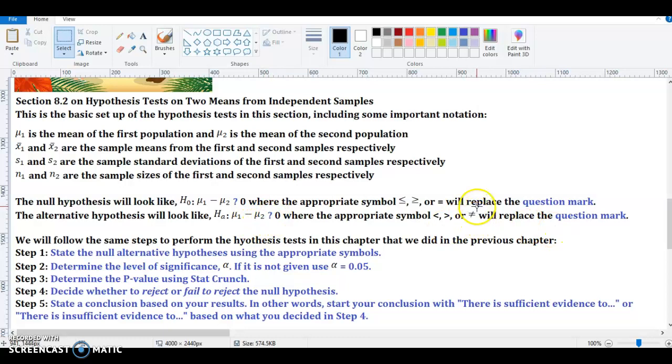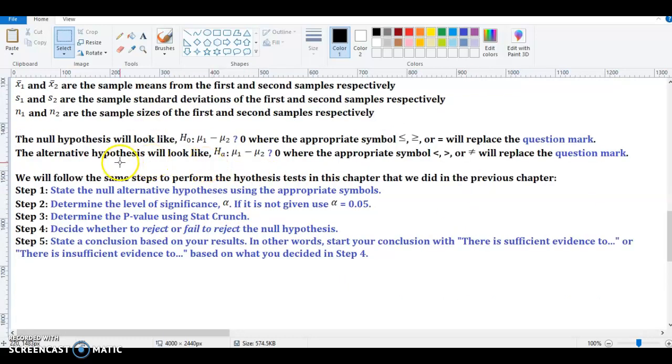We will still follow the same steps that we did in the previous chapter to do the hypothesis tests in this chapter. In step 1, you always state the null and alternative hypotheses using the appropriate symbols. Step 2, determine the level of significance alpha. If it's not given, use a significance level of 0.05. In other words, the significance level should be given in the problem.